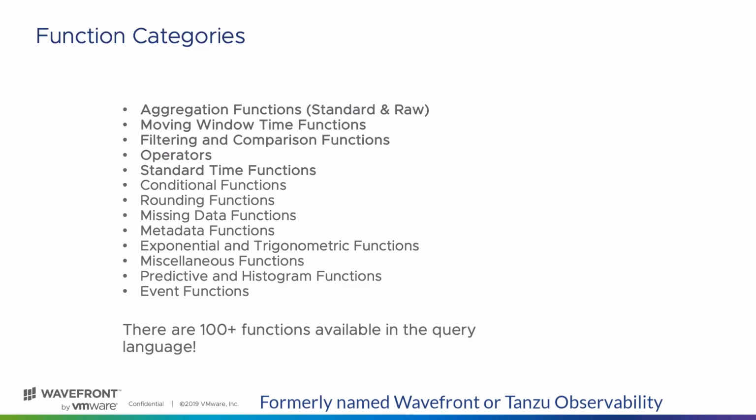So there's a function called default, which would let you say things like, if the data is not there, assume it to be 0, because I know that the system's not going to send it to Wavefront if the value is 0, but I can still fill it in. The metadata functions can be pretty handy.